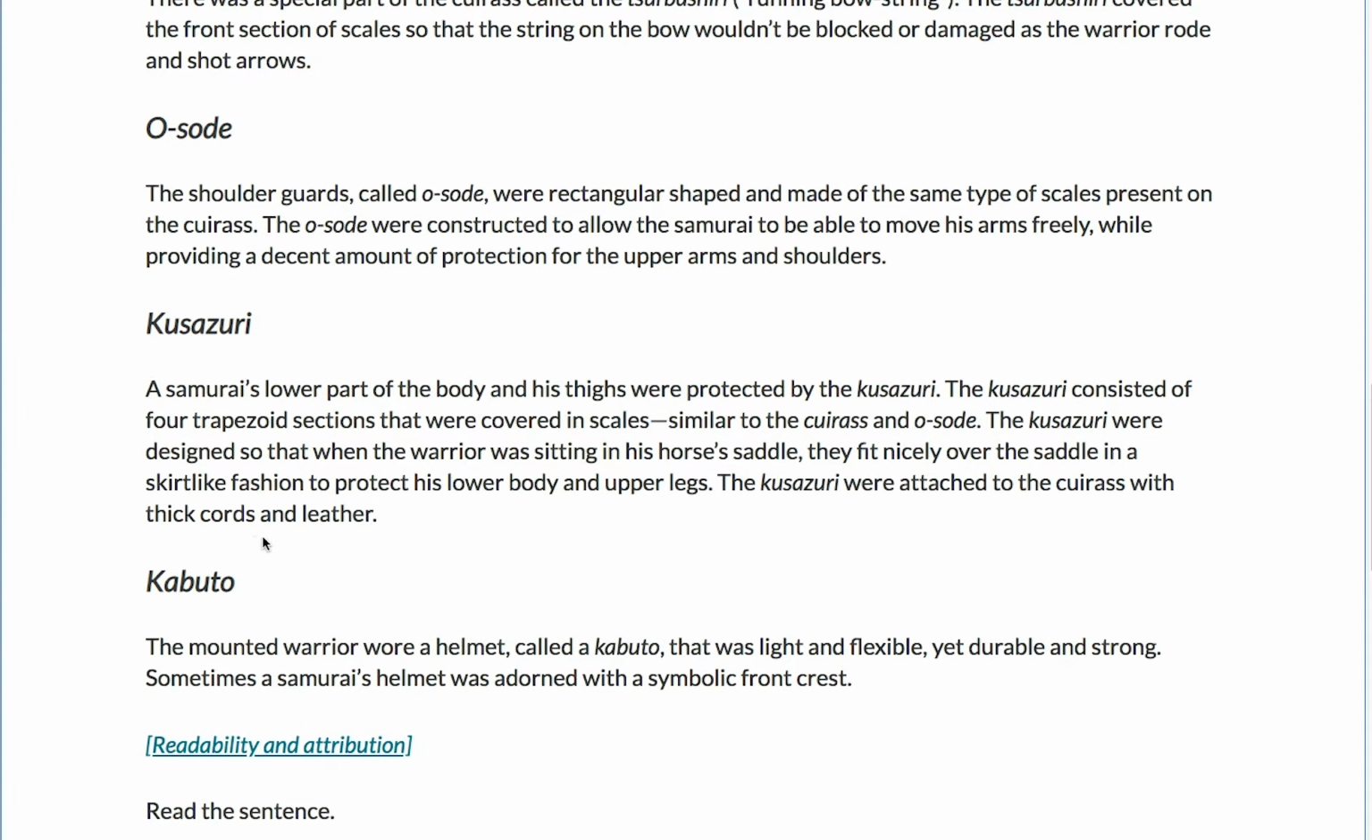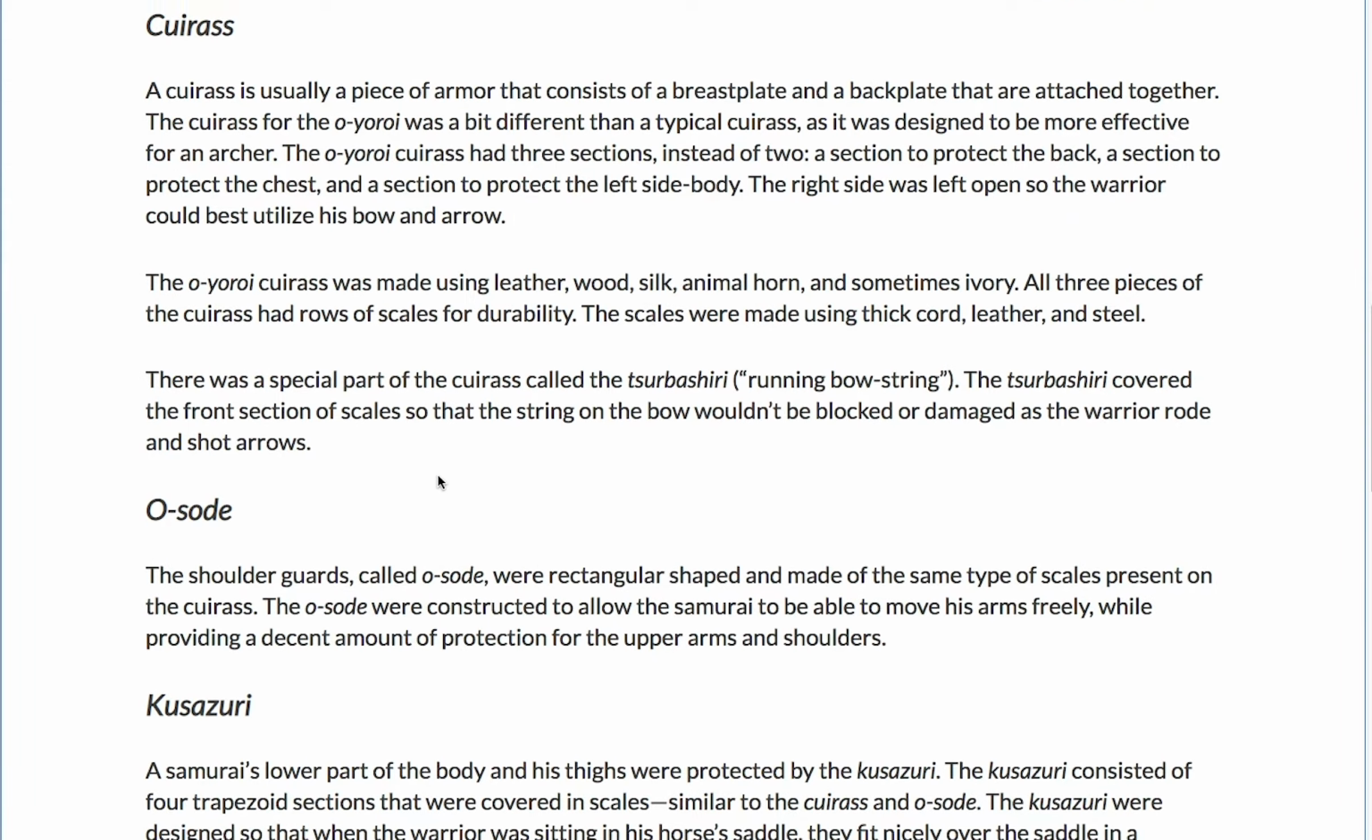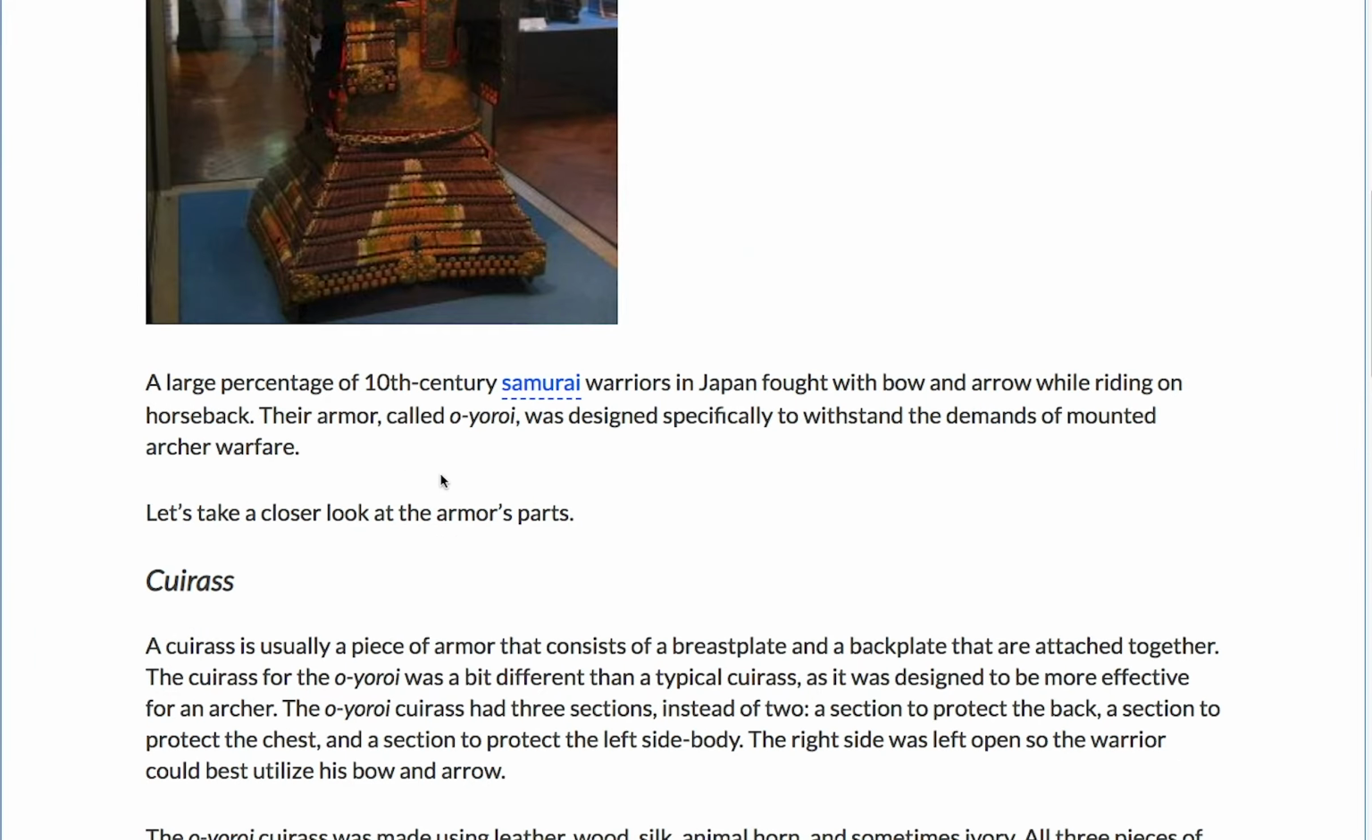And each one of these elements of the armor connects back to the whole point of the piece, which is describing how the armor does 2 things. 1, it protects the wearer, and 2, allows them to ride horses and fire arrows. Now we see this in the introductory paragraph. Their armor, called o-yoroi, was designed specifically to withstand the demands of mounted archer warfare. So let's dig into this first section about the cuirass, the breastplate and backplate armor.